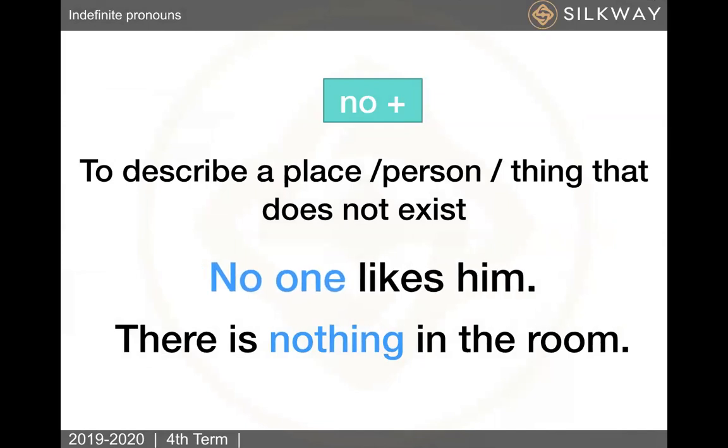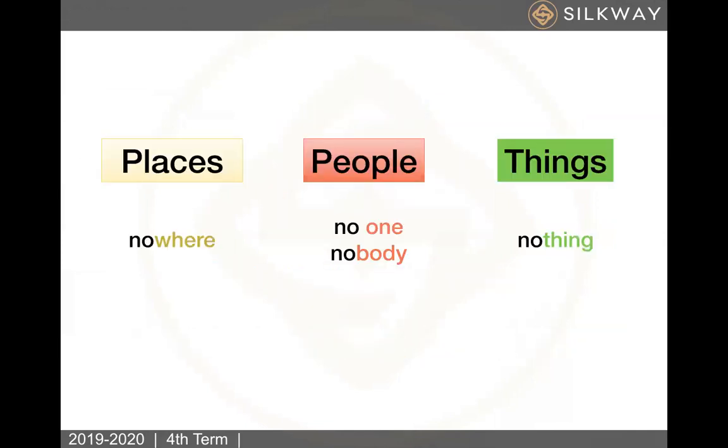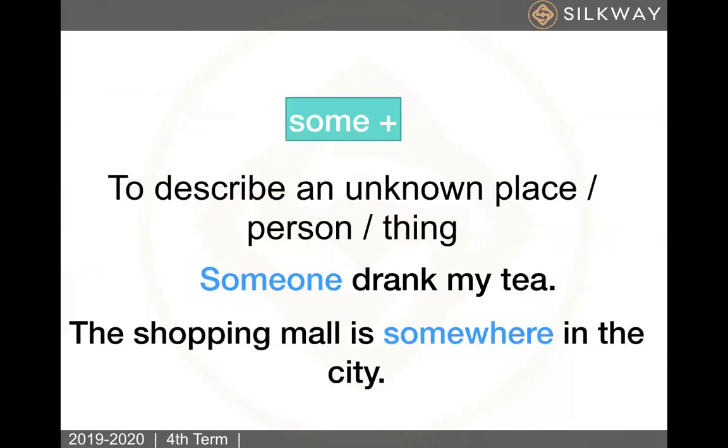No is used to describe a place, person, or thing that does not exist. No one likes him, or nobody likes him. There is nothing in the room. For places, nowhere; for people, no one or nobody; things, nothing, right? Okay. The next one, some.